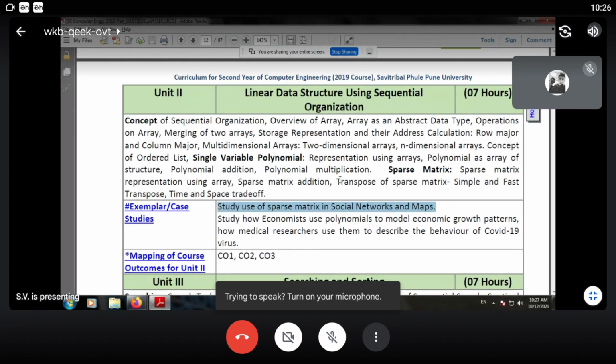But as far as the query is concerned, it is just a case study. Whatever should be done with the sparse matrices, any operation you can perform.